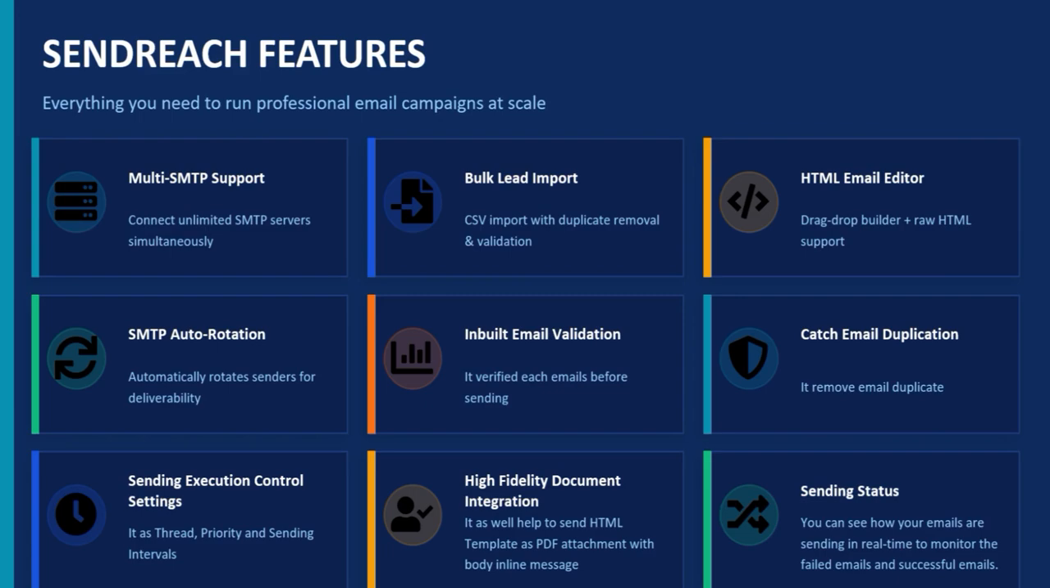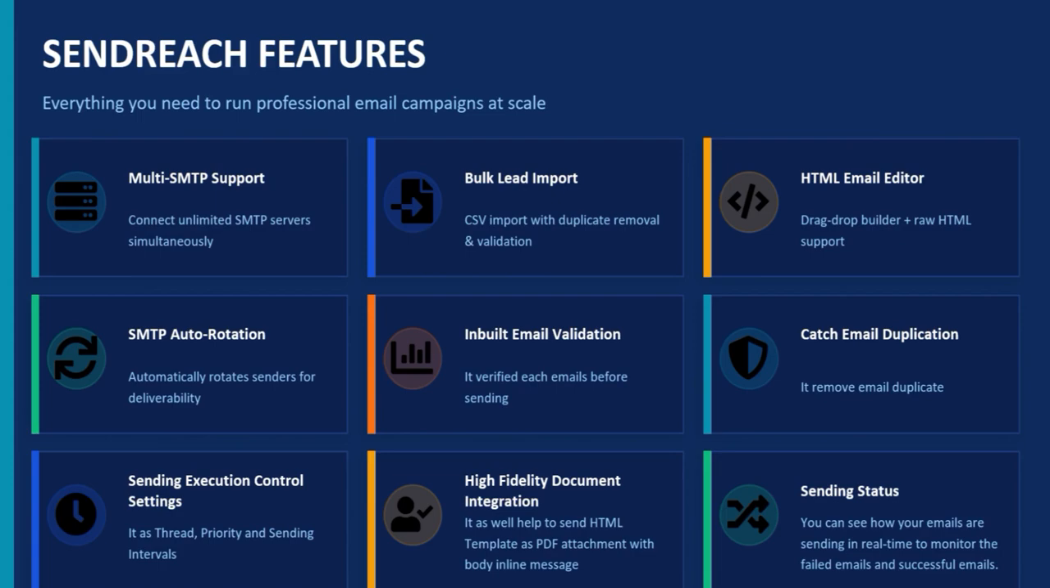Now, sending execution control settings. It has thread, priority, and sending interval. Maybe you want to send 10,000 emails, you can set the interval so that after 3 seconds, it moves to the next email. After 5 seconds, move to the next. After 10 seconds, move to the next email. So it has thread and it has priority.